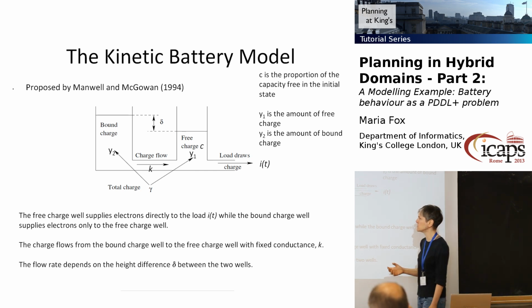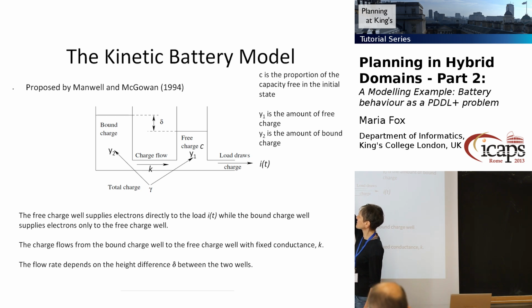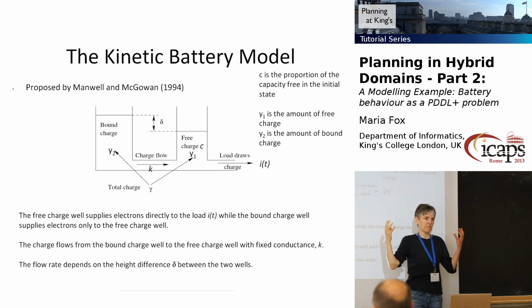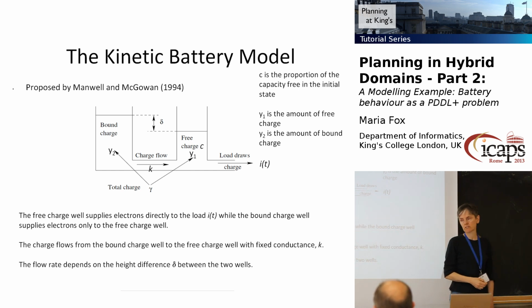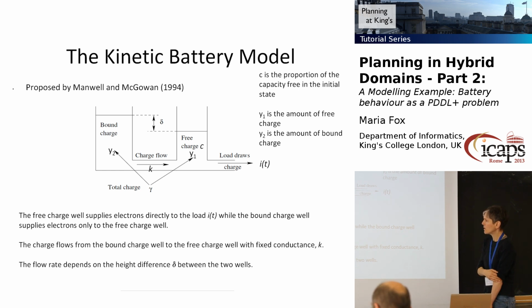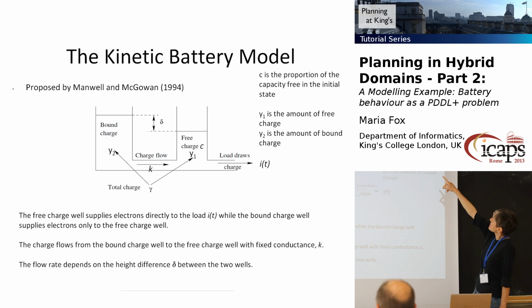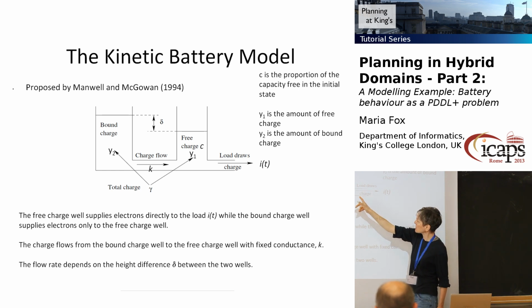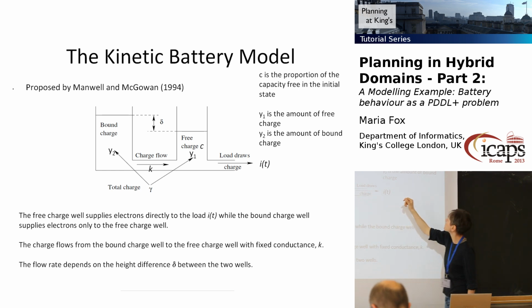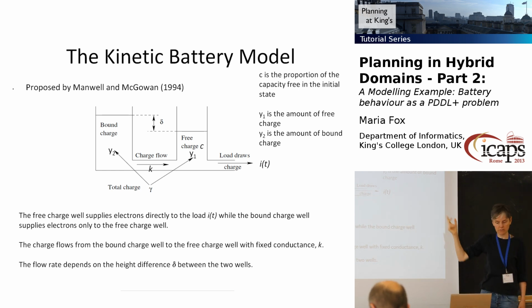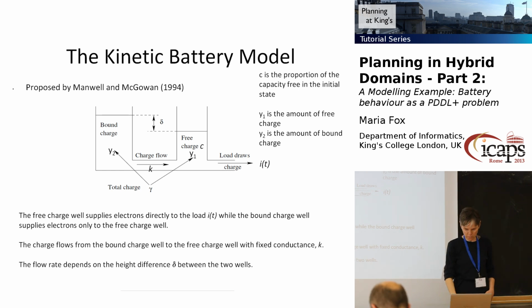So we have these two key parameters. One is delta, which is the height difference between the two wells, and one is gamma, which is the sum of the two amounts of charge, that's the total charge in the battery. And c, little c, is the proportion of the capacity of the battery that's free in the initial state. So that's here. And then we have two other variables, y1 and y2, which are the amount of charge in the free well and the bound well.